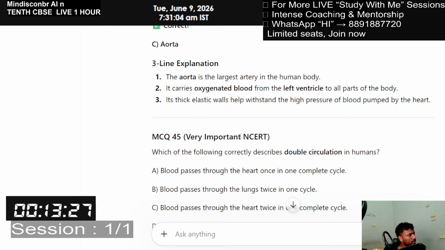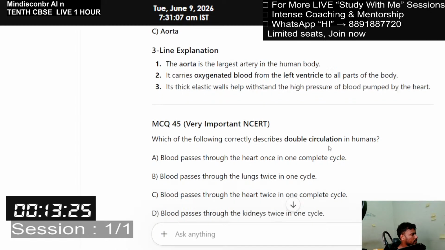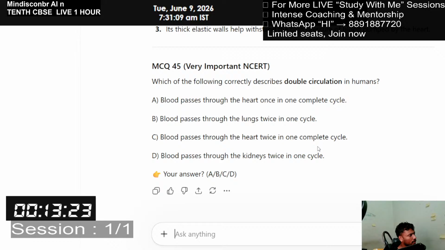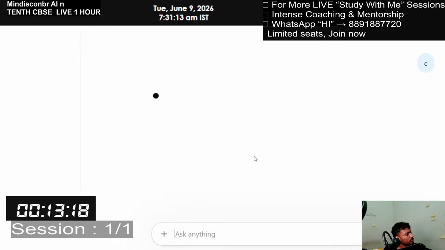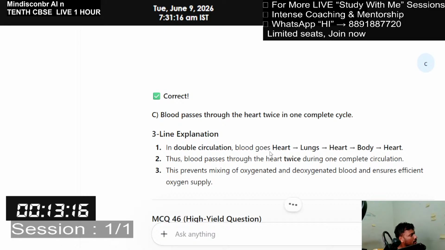Which of the following correctly describes double circulation in humans? The blood passes through the heart twice in one complete cycle.